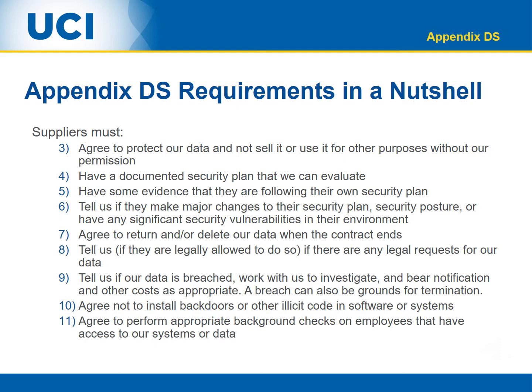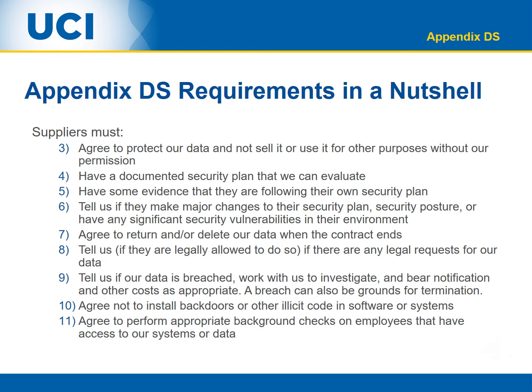Article 10 is the supplier agrees not to install any backdoors or any other illicit code into our software or systems. And Article 11 is they agree to perform background checks as appropriate on any employee that has access to our data or systems.